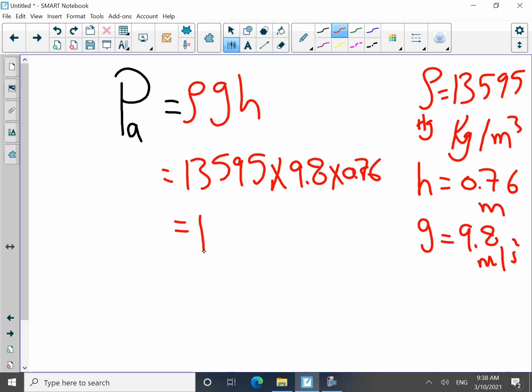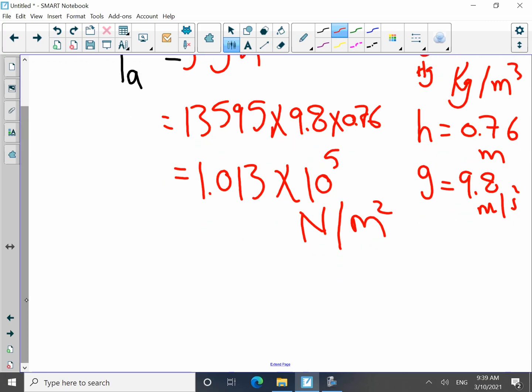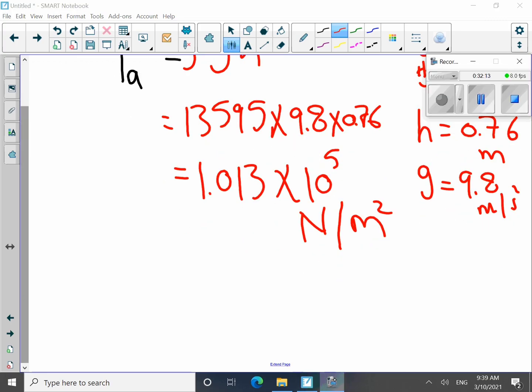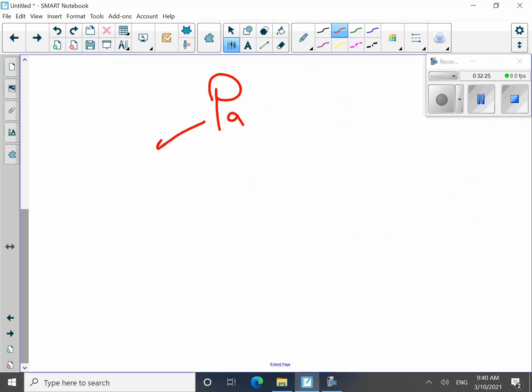It will be the atmospheric air pressure with a constant value, which is 1.013 by 10 power 5. Its units will be Newton per meter square. So the atmospheric air pressure, we'll make a comparison between the different units of the pressure. The atmospheric air pressure will be equal 1.013 by 10 power 5. This value has a unit Newton per meter square.